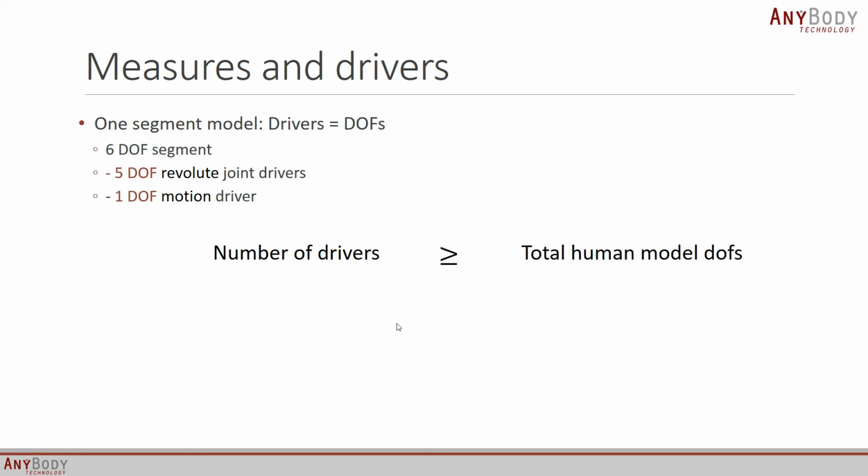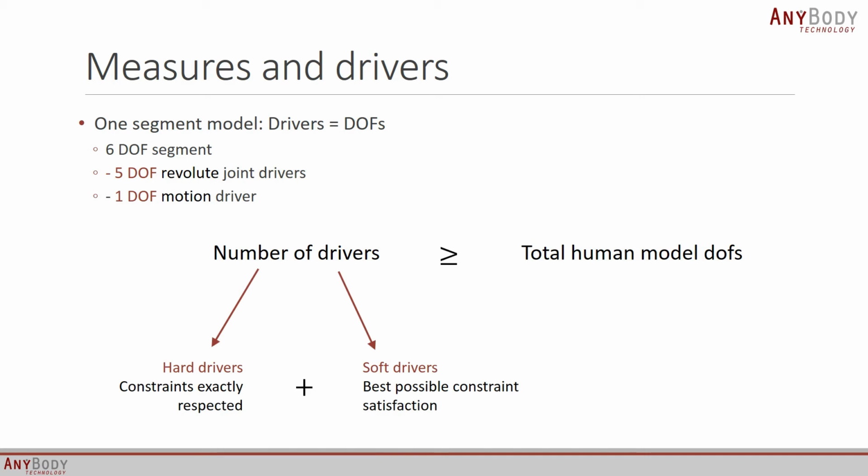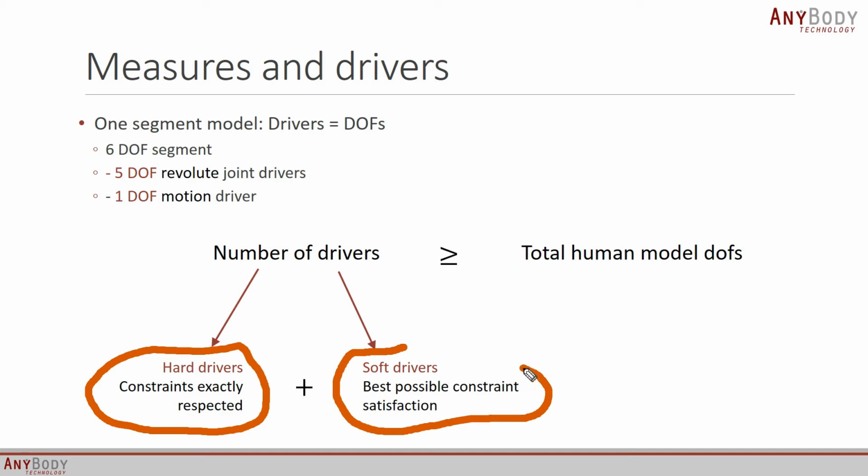I won't go into the reasons for this in a lot of depth here, but to explain it briefly, drivers can be classified into 2 categories: hard drivers and soft drivers. In a hard driver, the constraints that it enforces always need to be exactly met by the simulation, and the simulation will fail if it does not succeed in doing so. The soft driver goes a little easier on the simulation, and it only asks it to satisfy those constraints to the best extent possible.